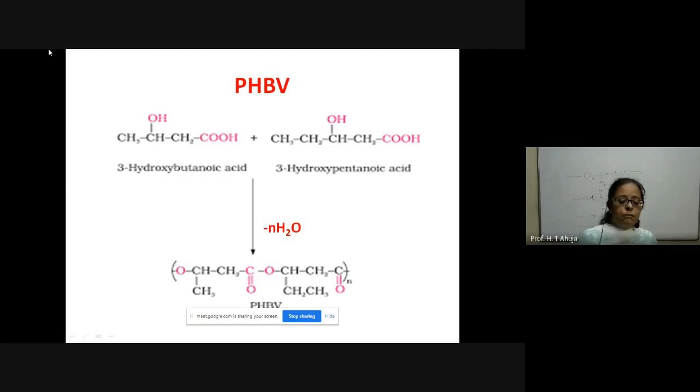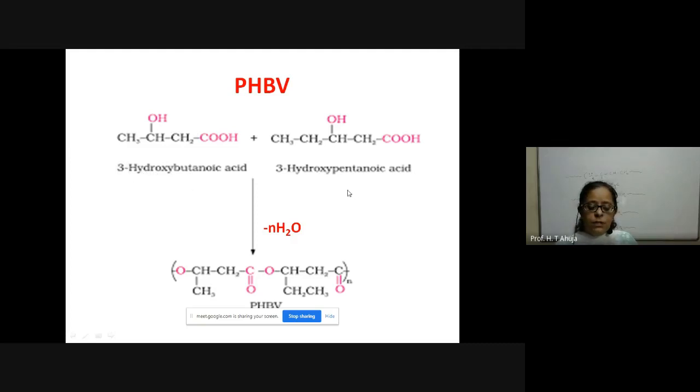Now see the reaction which I have shown you on the screen. This is the preparation of this polymer, PHBV. If you see the first structure, as I said, it is beta hydroxy butyric acid, and this one is beta hydroxy valeric acid. Now we'll see the IUPAC name. See, 1, 2, 3, 4: 4 carbon atoms are present, and at the third position I have this OH group. So I call it 3-hydroxy butanoic acid.